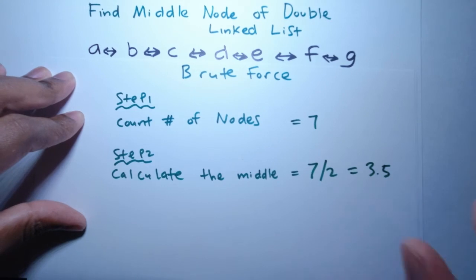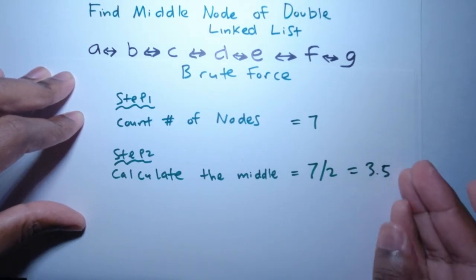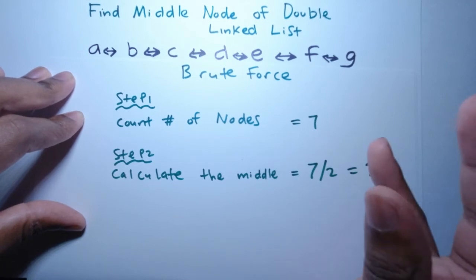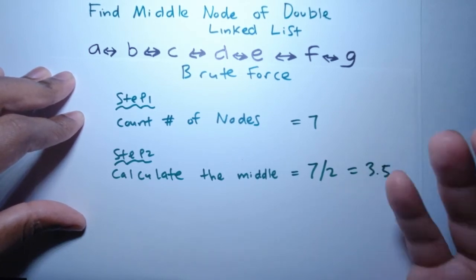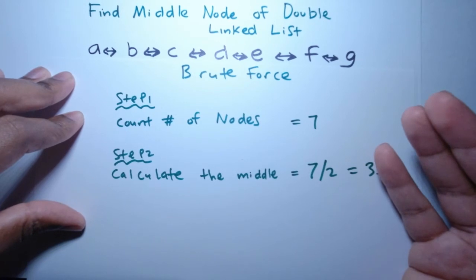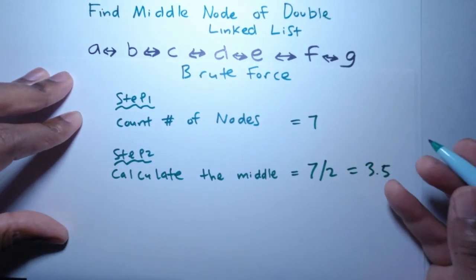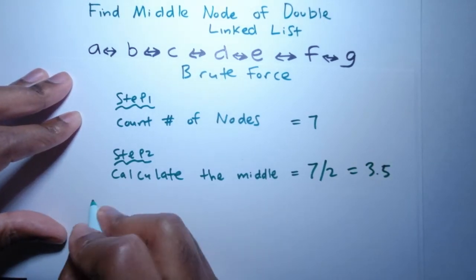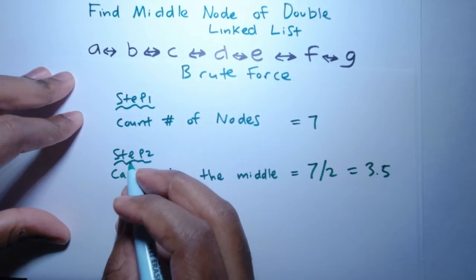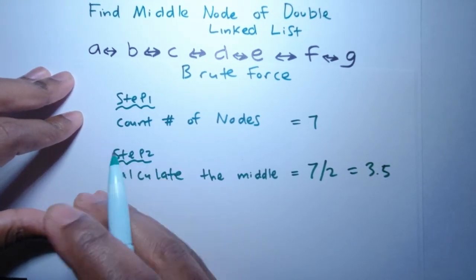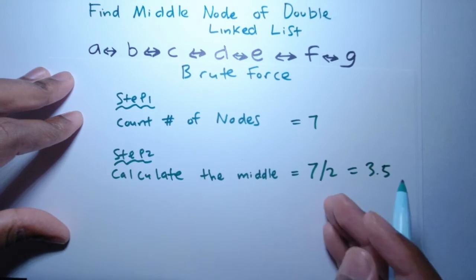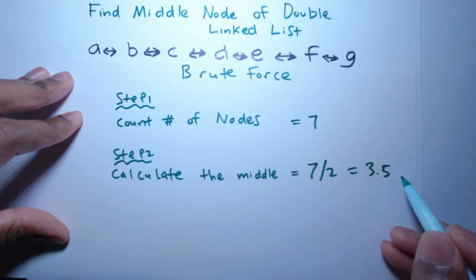The rule that you want to follow in this case is that you always want to stop after you've passed the middle. This is really great because it works for when you have an odd number of items, and it also works for when you have an even number of items. The next step is to iterate until you have passed the calculated middle. So iterate until you've passed 3.5.